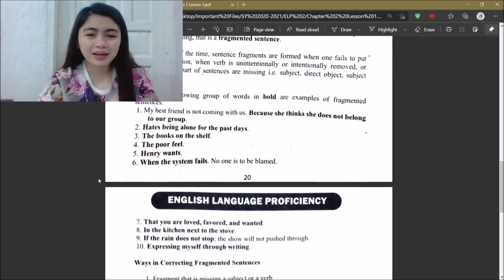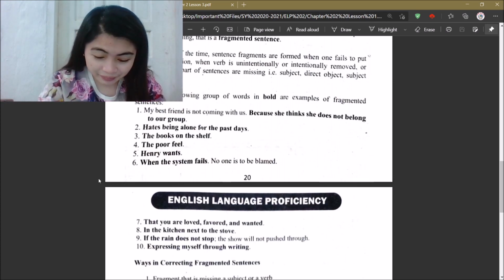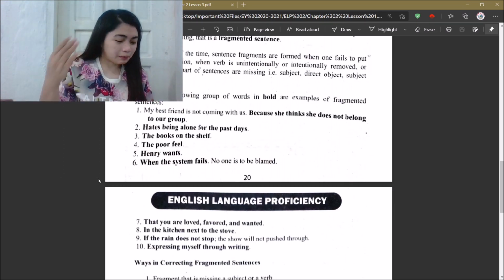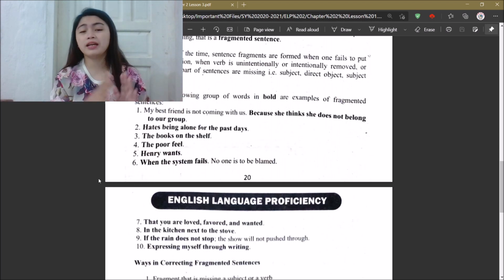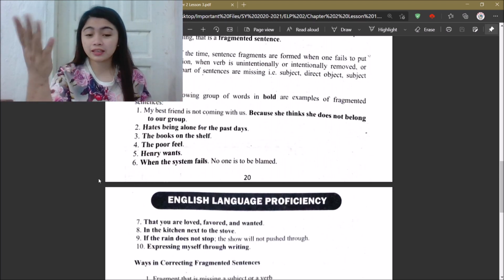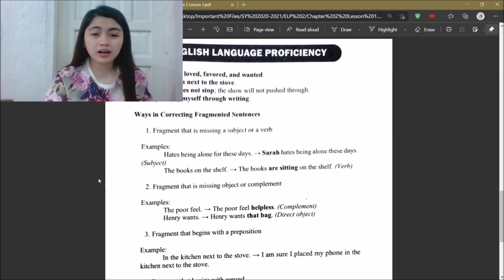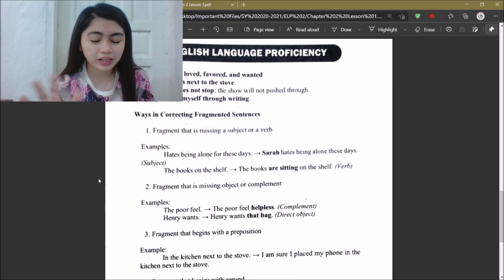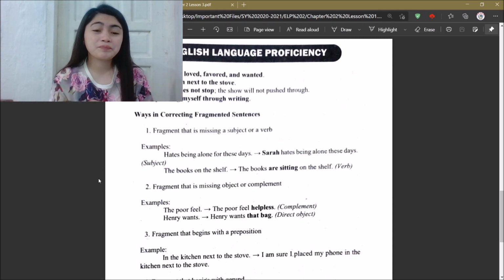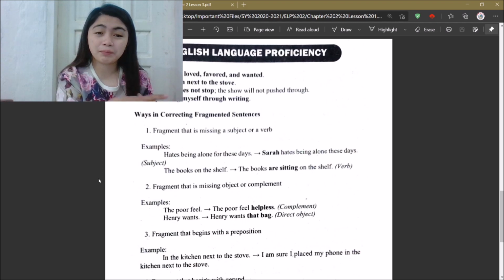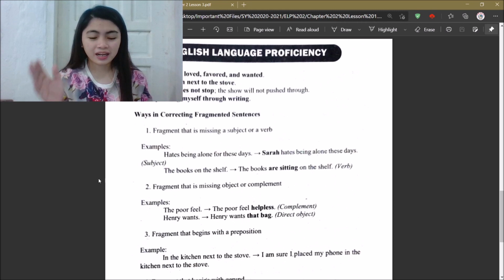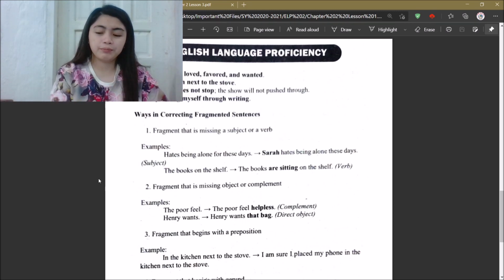So, nawawala naman ang verb. 'Di ba? So, meron tayong subject of the sentence, books. And the poor feel, Henry wants, yan naman, nawawala ang subject complement. Sa i-discuss natin later. And then, that you are loved, favored, wanted, subject missing. In the kitchen or the stove, next to the stove, wala din siyang subject. Nag-start lang siya in a preposition. If the rain does not stop, yan, mga kulang talaga siya if babasahin mo talaga, expressing myself through writing, walang predicate verb, and so on and so forth.